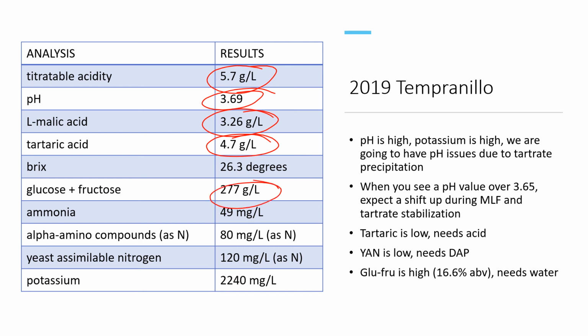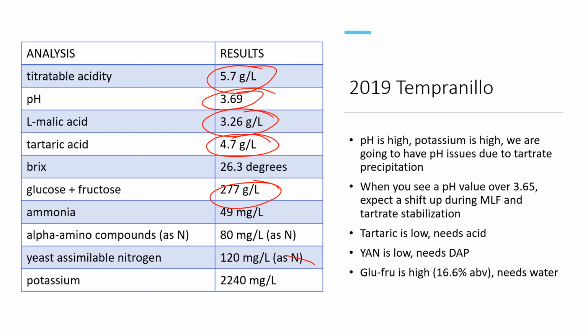And hoo boy, we got a lot of sugar here, so 27.7 degrees Brix. So we are expecting a finished alcohol in this of 16.6, and we're not going to let that happen for many reasons. One is we don't want that level of alcohol, and two, we're probably going to stick that ferment if we're approaching 16.6 because the yeast are not going to want to finish. So that says to me you need to add water.